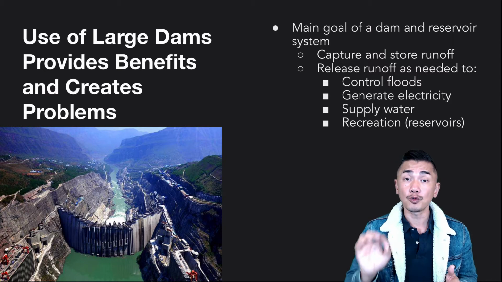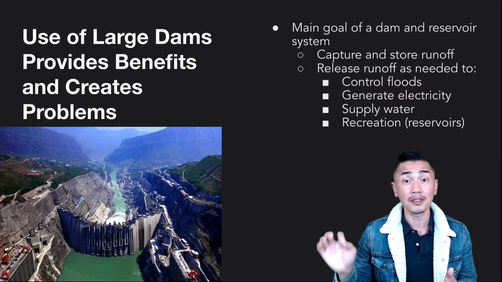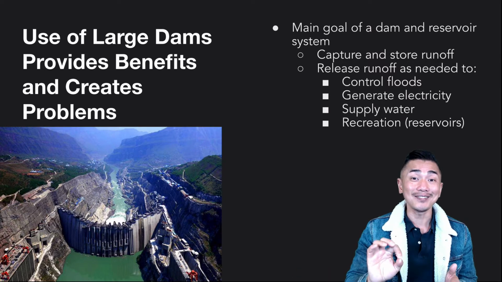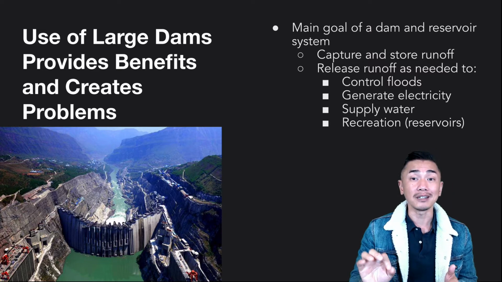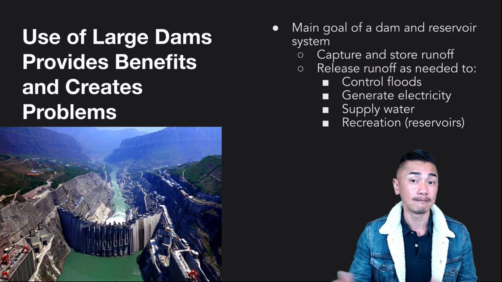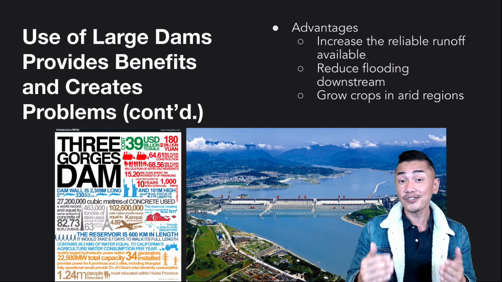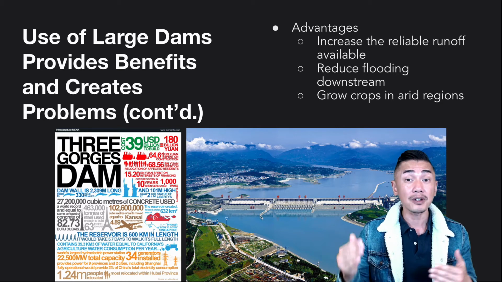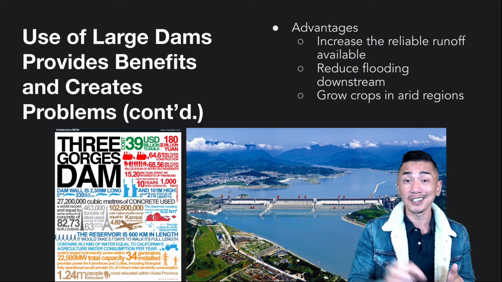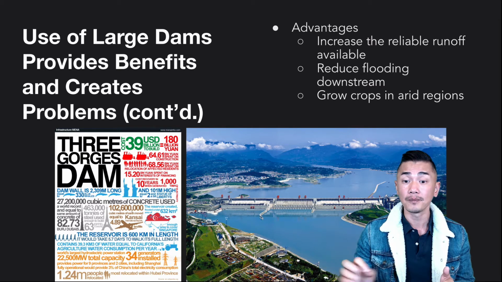Third, we can use water in a reservoir to supply farms and cities with the water they need. And finally, people enjoy activities like fishing, boating, and water skiing in the man-made lakes that reservoirs create. Dams provide several advantages. First, they increase the amount of available, reliable runoff. This provides cities with a consistent, stable, and dependable source of fresh water.